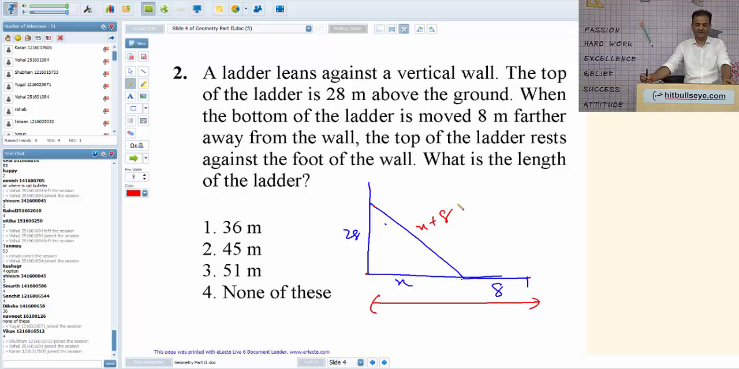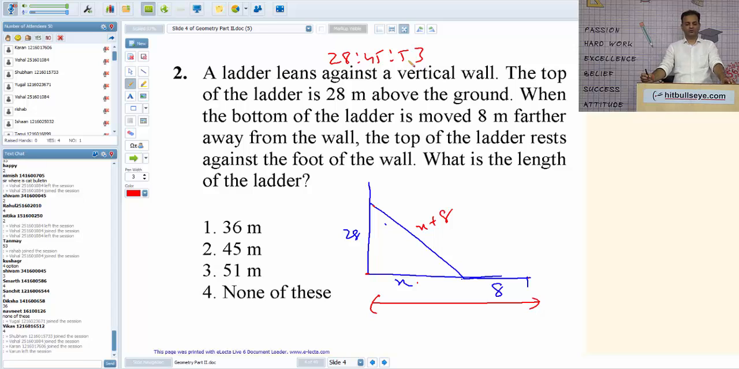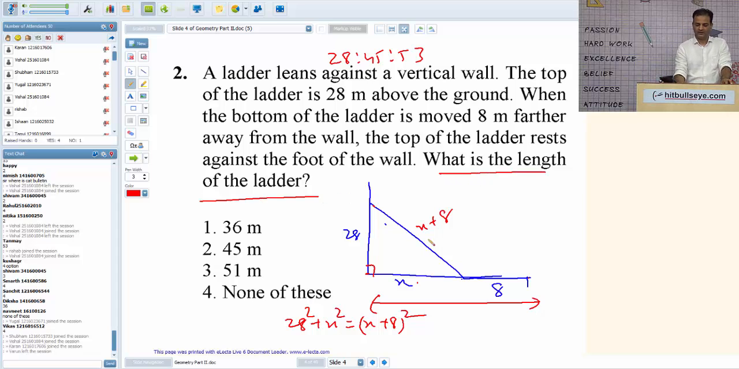Those who have given the answer as 45, the value of x will be 45 if you solve it. I have written a triplet, 28, 45, 53. If you are aware, then you can do the question orally. For this, x will come 45 if you apply the theorem. What will be the theorem? Pythagoras theorem. 28 square plus x square is equal to the ladder, x plus 8 whole square, and if you solve this, then x will be 45. And what is asked? Length of the ladder. 45 plus 8, 53 should be the answer.